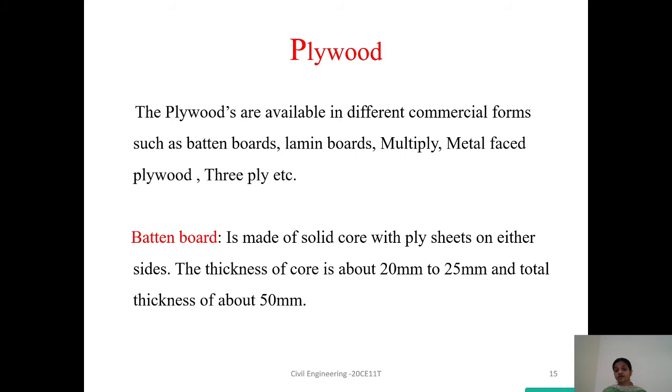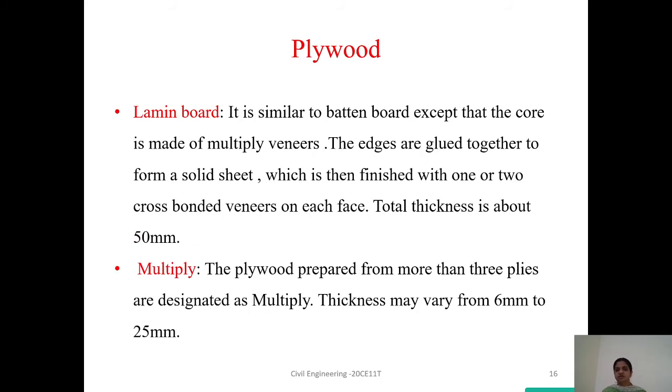It is made of a solid core with ply sheets on either side. So the center will be a solid core and we place the ply sheets on either side. The thickness of the core is about 20 to 25 mm and the total thickness is about 50 mm. Laminate boards are similar to batten boards except that the core is made of multiple veneers. The edges are glued to form a solid sheet, which is then finished with 1 or 2 cross-bonded veneers on each face. The total thickness is about 50 mm.